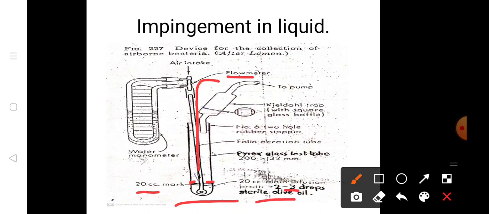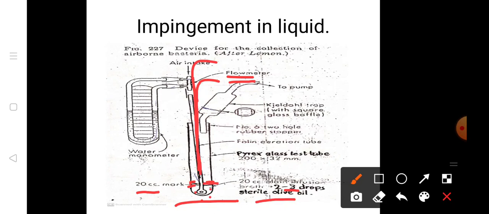It is very simple. We just have to remember the figure, which is the Lemon sampler, or you can say the device. From here the air will pass, and the flow meter will measure the amount of air that is coming. The air will pass through the Foley aeration tube, and at the end of the tube there is a six-hole tip. Whatever air is coming will come onto these holes.